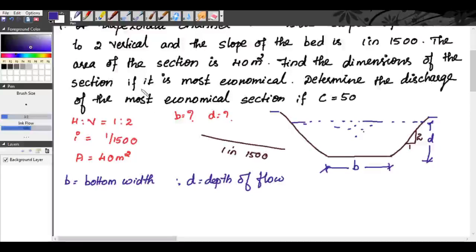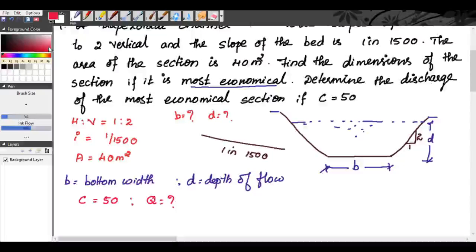Now, the condition is it should be most economical. Determine the discharge of the most economical section if C equal to 50. So Chezy's constant C is given as 50. We need to find Q, the discharge for the most economical section.